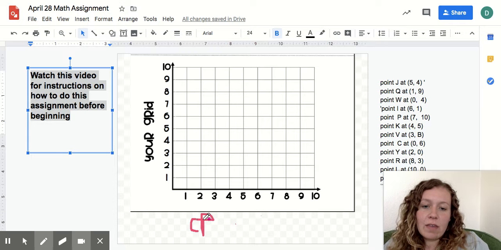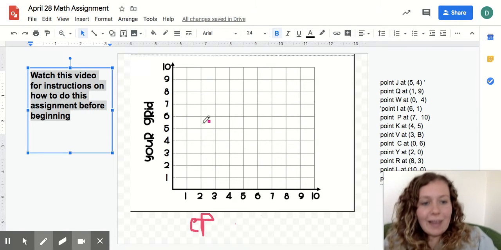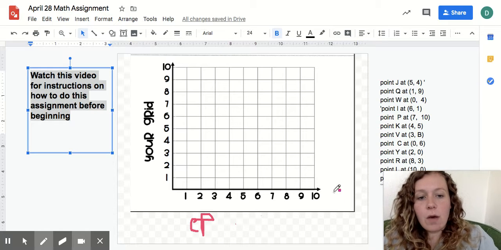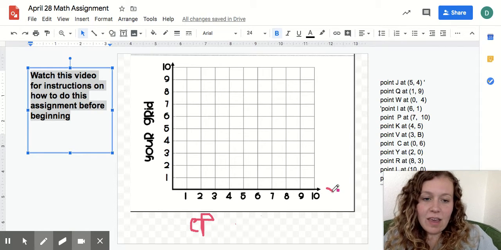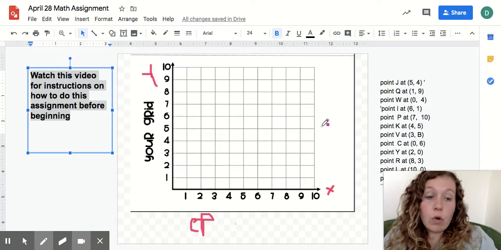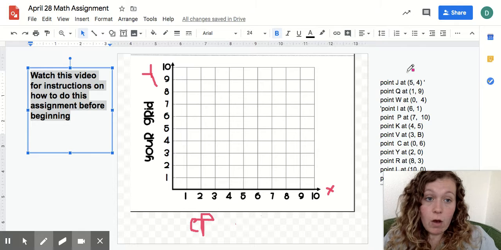Okay, so these numbers here are your coordinate plane. We use this to graph things, and this on the bottom is called our x-axis, and this going up is our y-axis. So an ordered pair is 2 points that you have to graph, and it always goes with x first and then y.